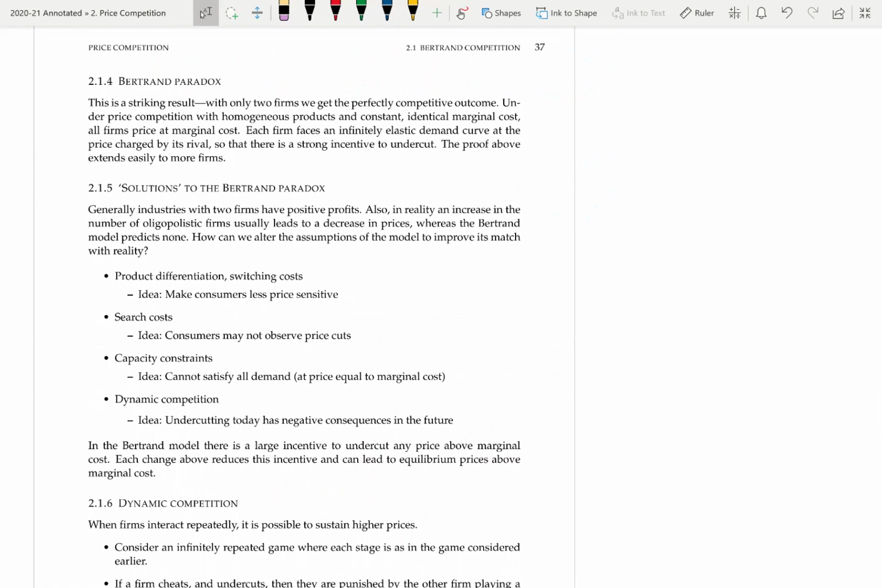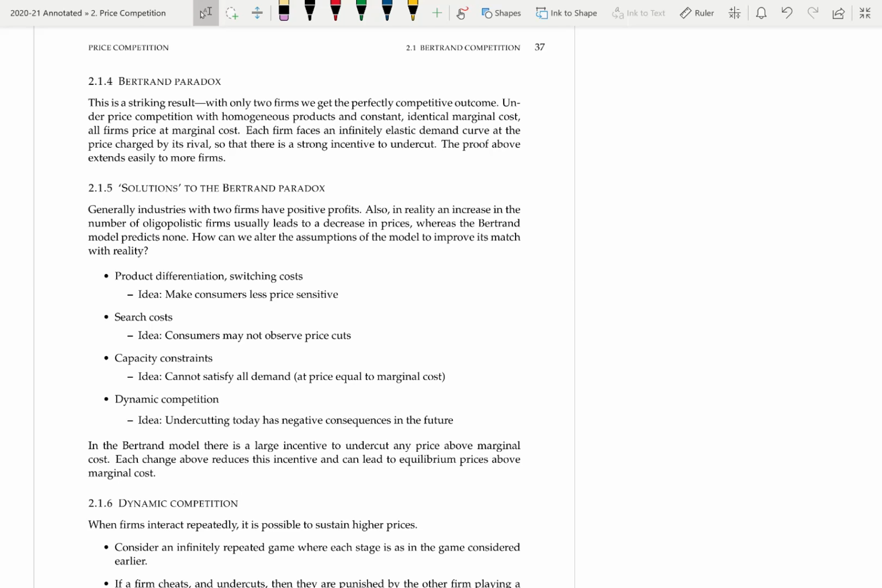So this result is sometimes called the Bertrand paradox because we've gone from one firm, a monopolist, where they're pricing above marginal cost, to two firms, and we're getting essentially the perfectly competitive outcome. Both firms are pricing at marginal cost, they're getting zero profit. So the reason for this is that each firm faces an infinitely elastic demand curve at the price charged by its rival. So this is just like in the perfectly competitive model. We have this very strong incentive to undercut in this model. A small drop in price below the other firm's price is going to give a very large jump in demand.